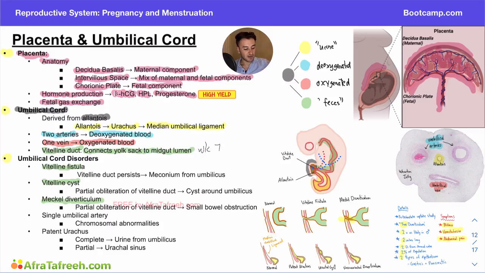Now let's talk about our single umbilical artery, which is going to be highlighted in blue because arterial structures in this case are going to be blue in our babies because they are carrying deoxygenated blood, and this is going to be associated with chromosomal abnormalities.